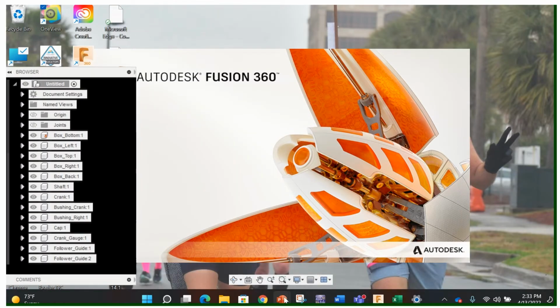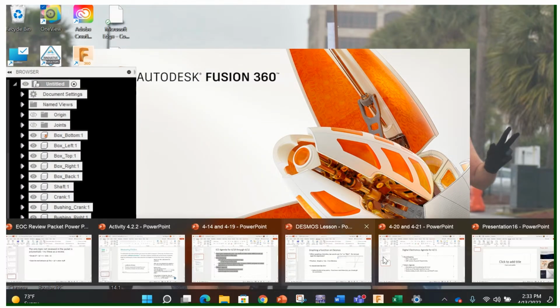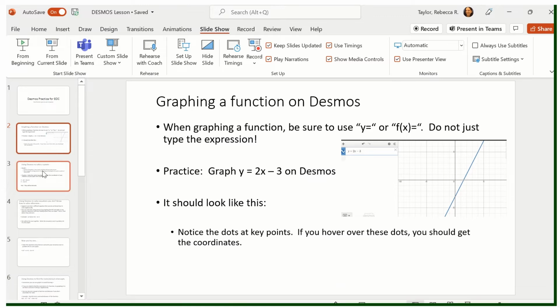Then apparently I have to make everything small. I don't know why I have a weird fusion thing out there. I don't know. Life is weird.